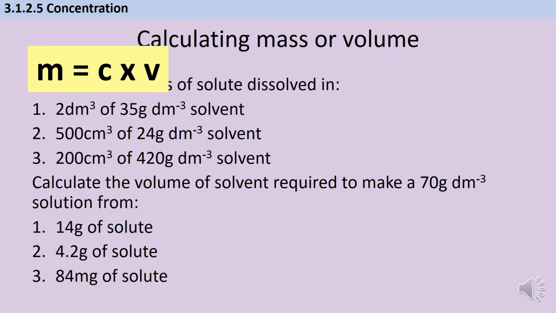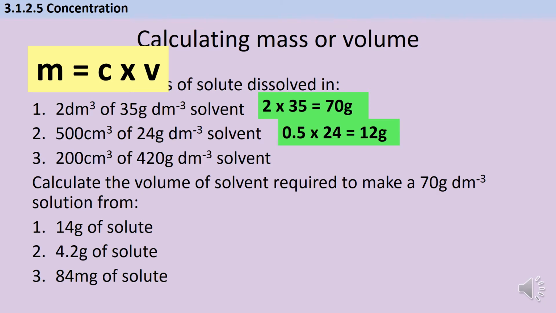So as we said, to calculate mass, we need to do concentration multiplied by volume, making sure that the volume in the concentration units and the volume in the volume units are the same volume, so they're both decimetres cubed. So in this first example, we've got a volume of 2 and a concentration of 35, so we just multiply them together to make 70 grams. In the second one, we need to watch out for the fact that we've got 500 centimetres cubed, which of course is 0.5 decimetre cubed, so we're then going to have 0.5 times 24, which is 12. And then in the third example, we're going to have 0.2 multiplied by 420, which is 84 grams.